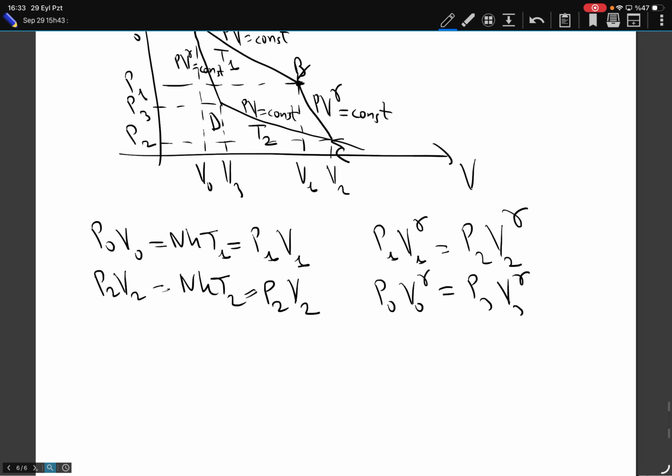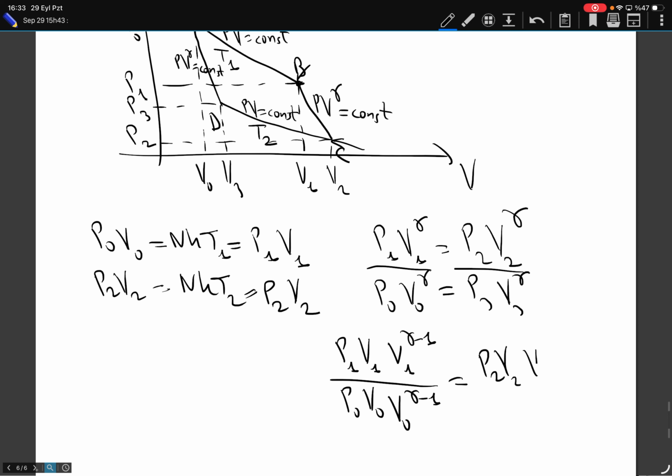And in particular, if I divide them side by side, it should still be the same. So I have P1 V1 times V1 to the gamma minus 1 divided by P0 V0 times V0 to the gamma minus 1 should be equal to P2 V2 times V2 to the gamma minus 1 over P3 V3 times V3 to the gamma minus 1. I just factored out one V and wrote the remaining.